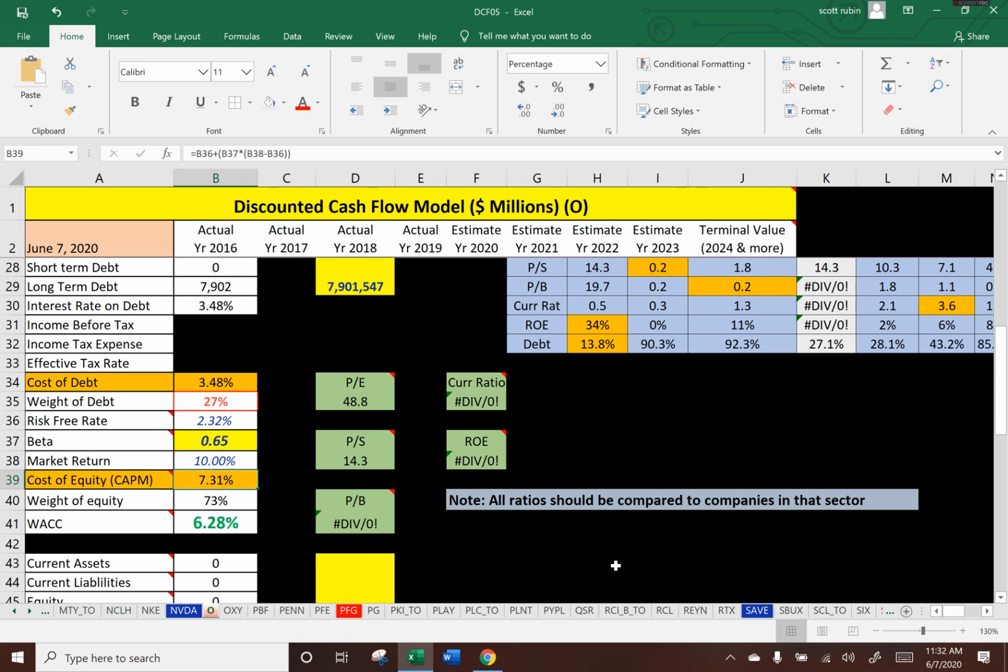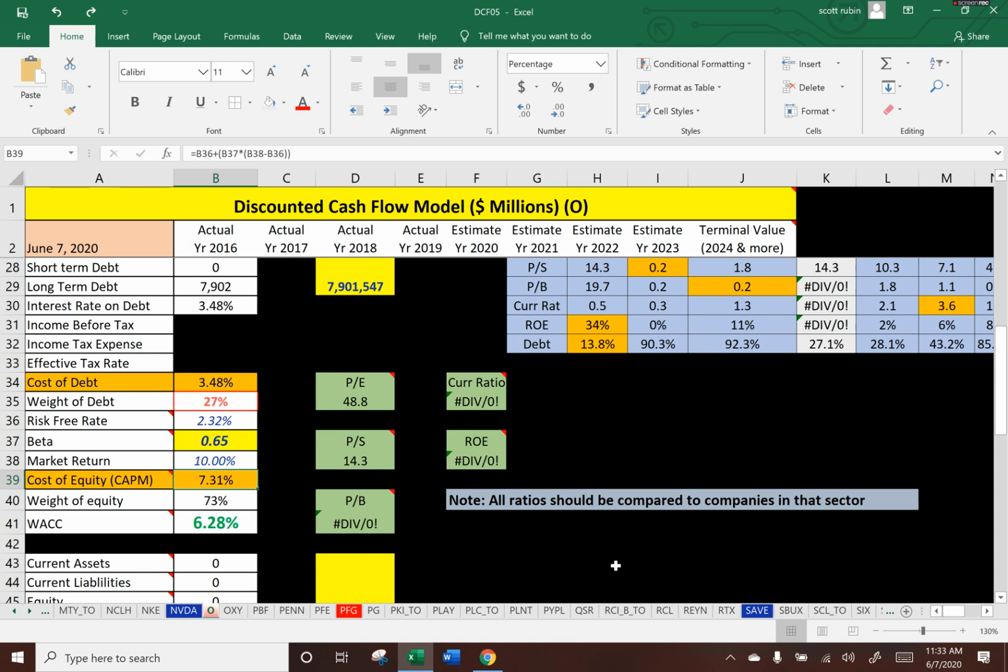So the cost of equity is only 7.3%. See, if the beta was 2, that would be a really volatile stock, and we'd have to charge them 18% when we gave them money. But since it's a low volatile stock, we don't have to charge them as much money. It's only 7.3%. So the cost of equity is 7.3%. The cost of debt is 3.5%.